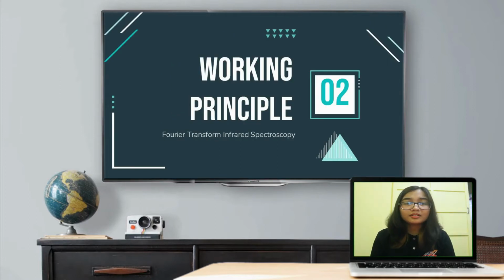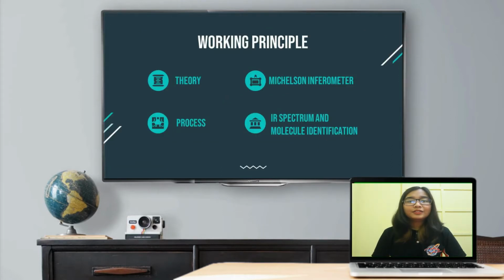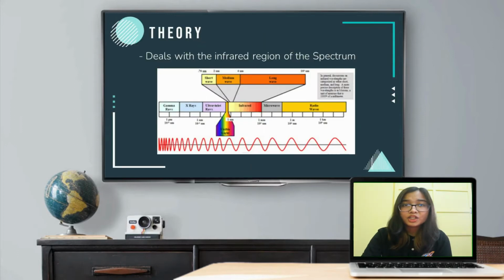Now let me discuss the principles behind the Fourier transform infrared spectrometer and how it works. In this part, I will specifically focus on the theory behind Fourier transform infrared spectroscopy, the process, the Michelson interferometer, the IR spectrum, and finally, the identification of molecules using FTIR. Matter, such as atoms or molecules, can interact with radiation. Such interaction is known as spectroscopy.